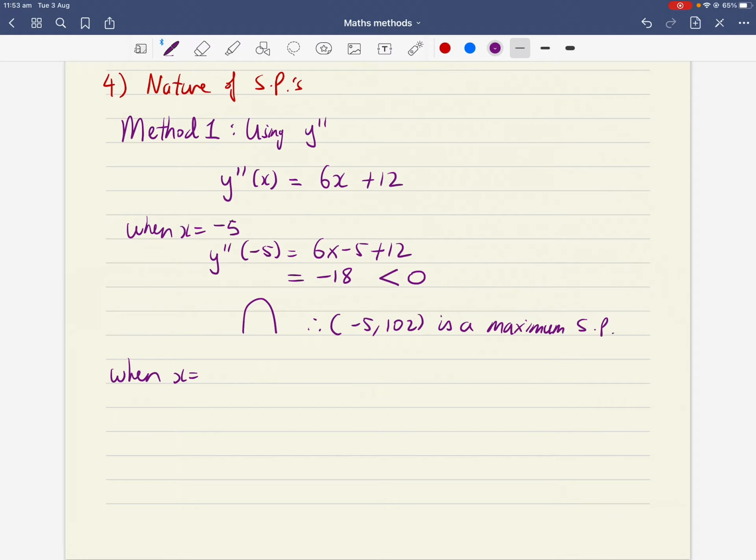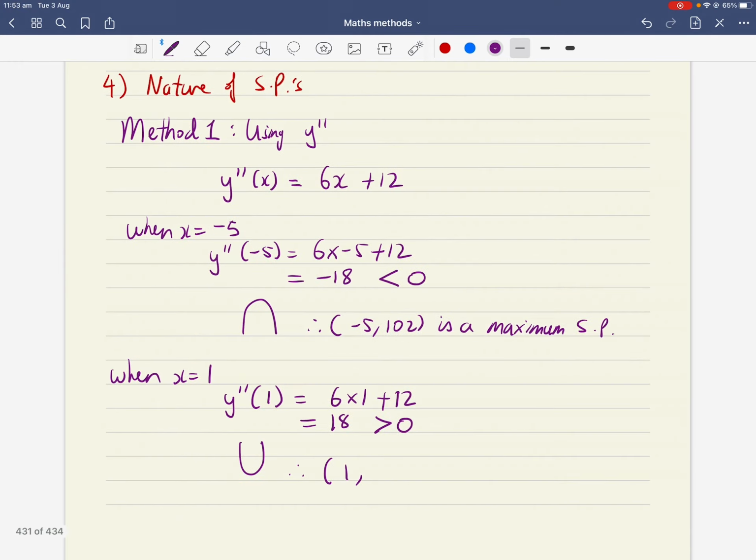And then we've got to check the other point. When x is equal to 1, what's the double derivative at that point? You replace x with 1. So 6 times 1 plus 12, 6 plus 12, that's 18. 18 is positive. Positive means you're happy. So therefore, the stationary point 1, -6 is a minimum, because happy means minimal worries. Minimum stationary point. So that's method 1, if you want to do it the double derivative way.